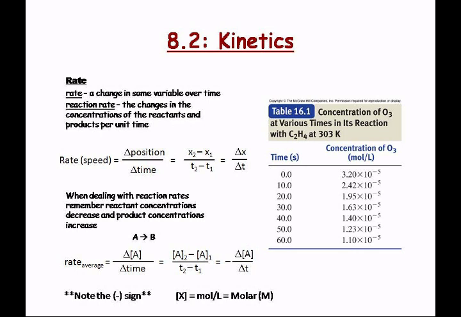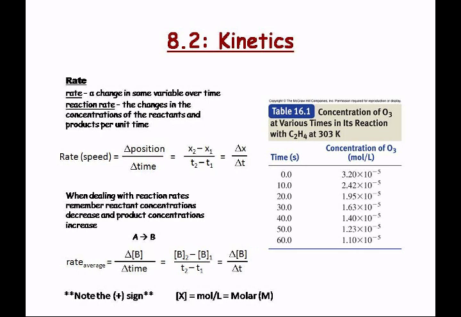But when we're dealing with reaction rates, we're dealing with two different rates, okay? So remember that the concentration of reactants is going to decrease over time, so we're going to have a negative rate for reactants. But when we're talking about products, those are going to increase over time, so they're going to have a positive rate. So it's positive numbers going up, negative numbers going down. Okay, so you got to watch that.